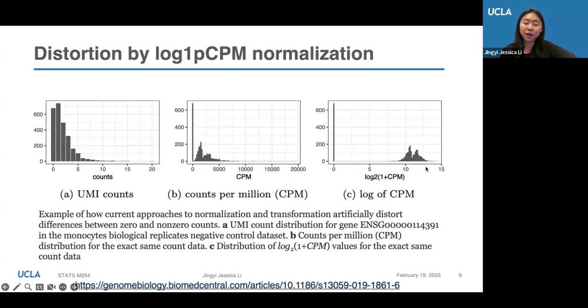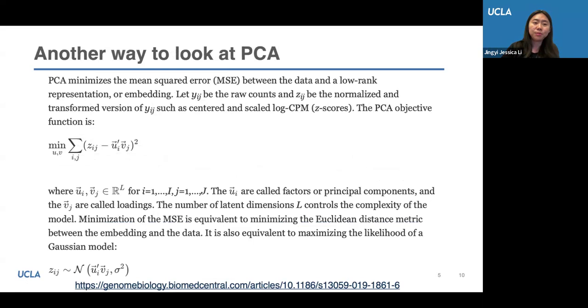And then you further apply log2 transformation to CPM plus 1. You create a bigger gap. That will make the data look bimodal. You have a zero proportion here and a non-zero proportion here. This is what the authors called distortion. They are against this transformation because they think it distorted the data. Okay, so then what's their way of doing the PCA?